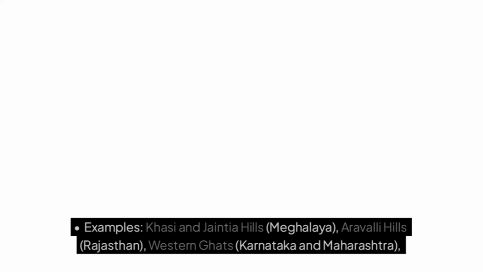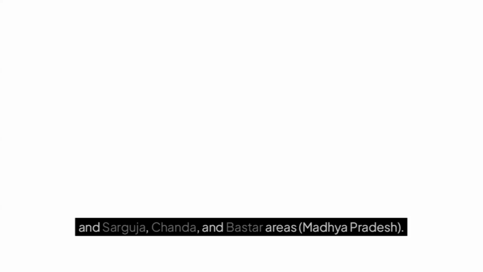Examples: Khasi and Jaintia Hills, Meghalaya; Aravalli Hills, Rajasthan; Western Ghats, Karnataka and Maharashtra; and Sarguja, Chanda, and Bastar areas, Madhya Pradesh. 2. Ex situ conservation, off-site.